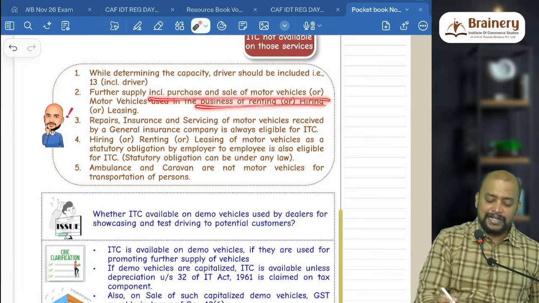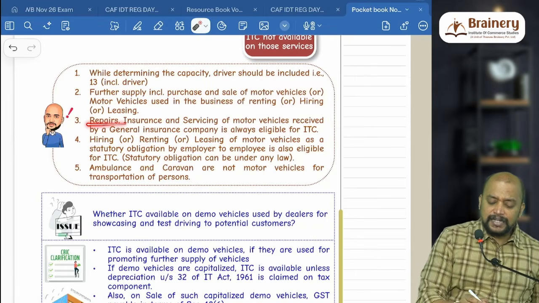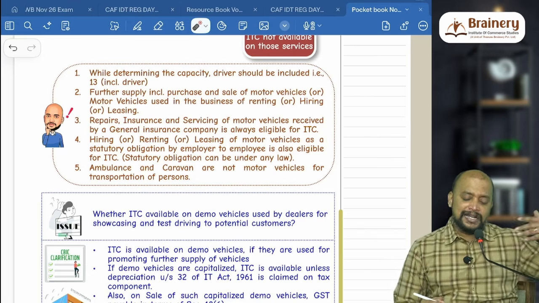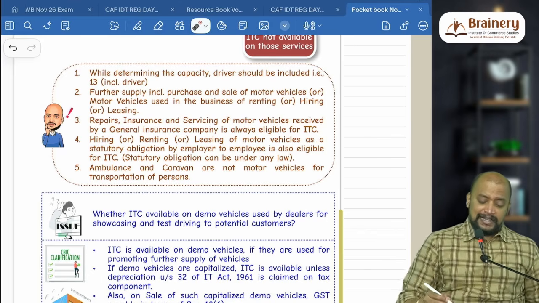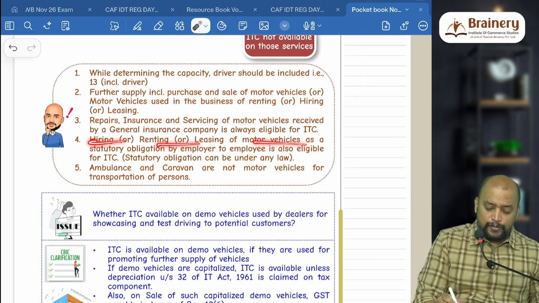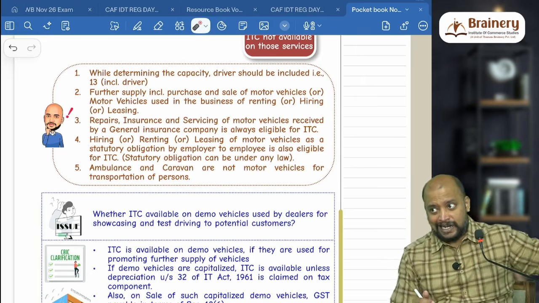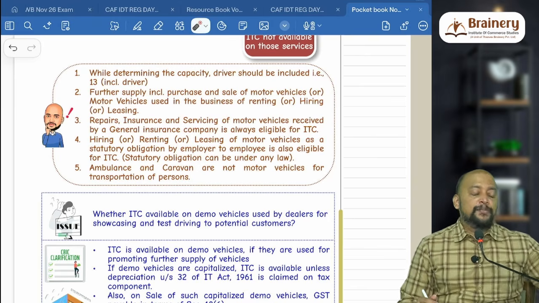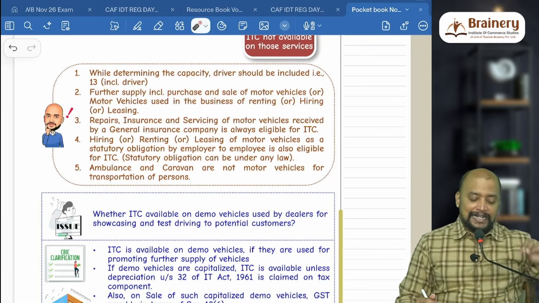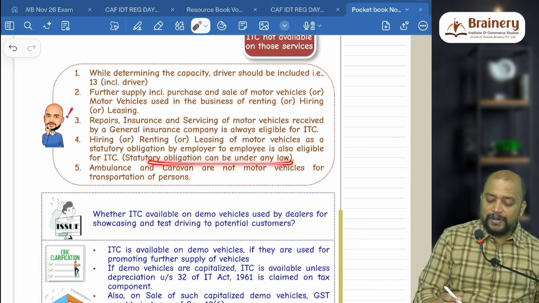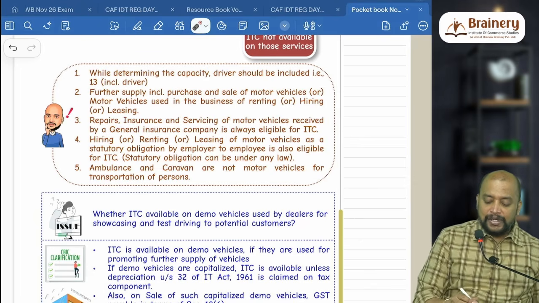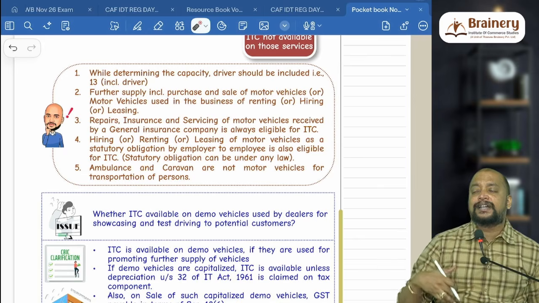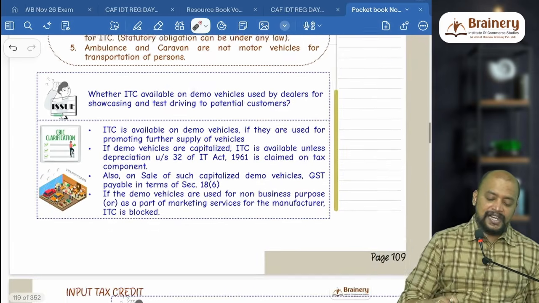That is this second point. Then repairs, insurance and servicing of motor vehicles received by an insurance company is always eligible for ITC. Then hiring, renting and leasing of motor vehicle is a blocked credit, but we have one exception: if it is under a statutory obligation by employer to employee, then they can take ITC, and the statutory obligation can be under any law. Then ambulance and caravan are not motor vehicles for transportation of persons, they will come under other motor vehicles and we can avail ITC.